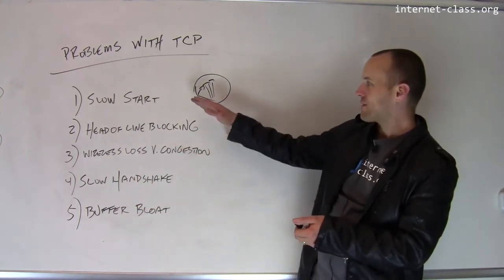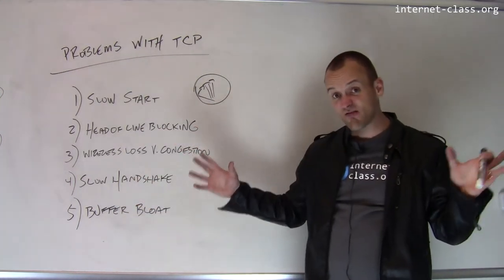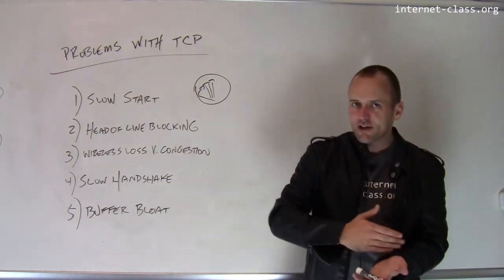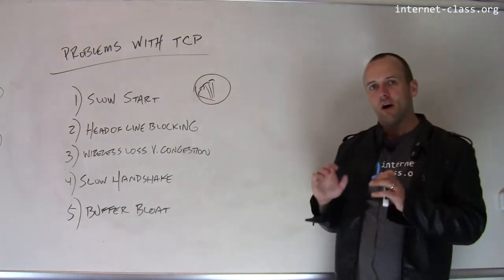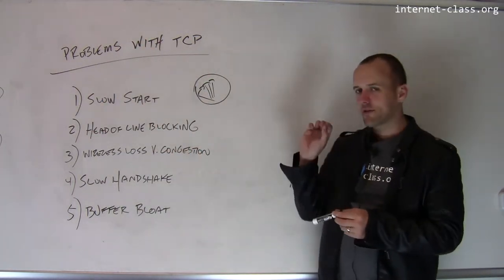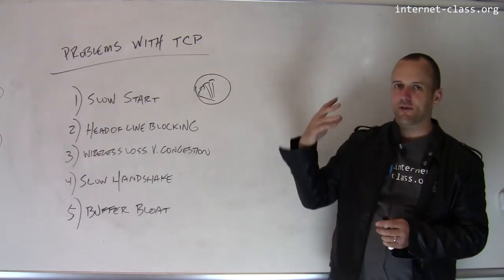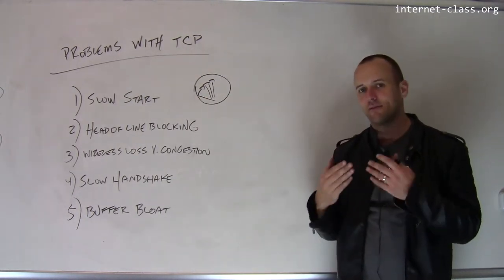So that's the slow start problem. Now for large objects, like huge files or videos, eventually TCP gets to the point where it's using all the network capacity, and that's awesome. But for small objects, the slow start means that frequently TCP is not downloading things as fast as it could.